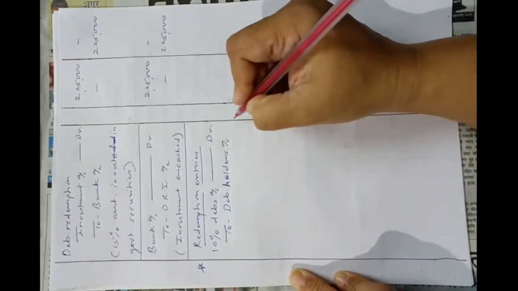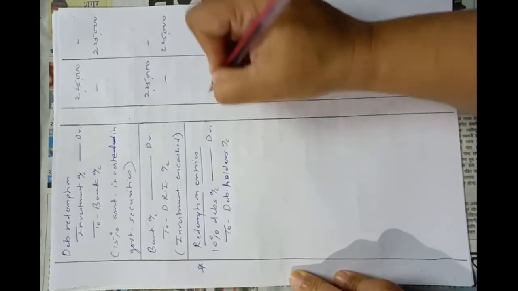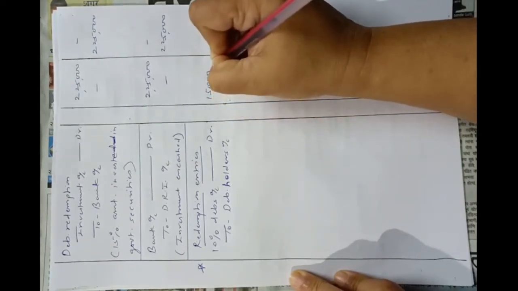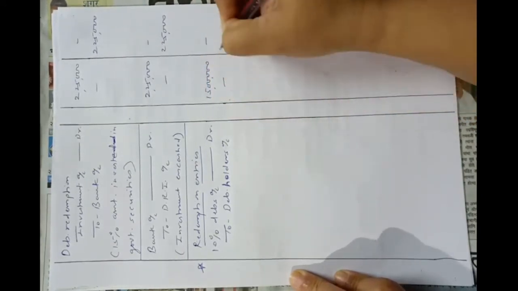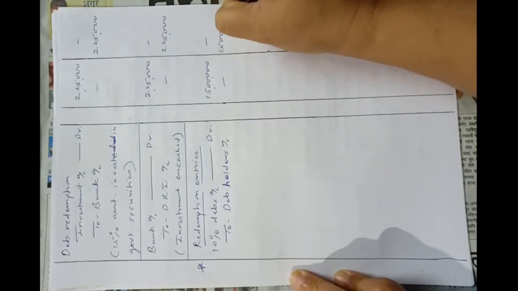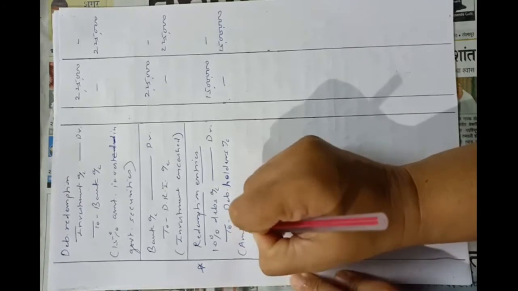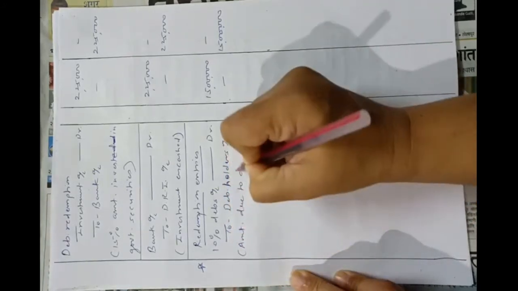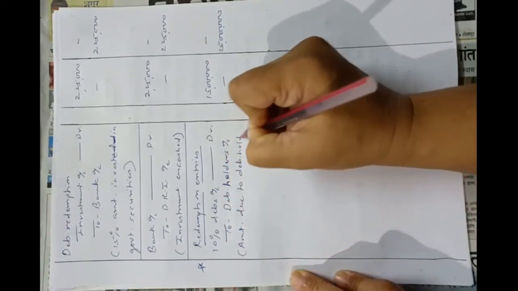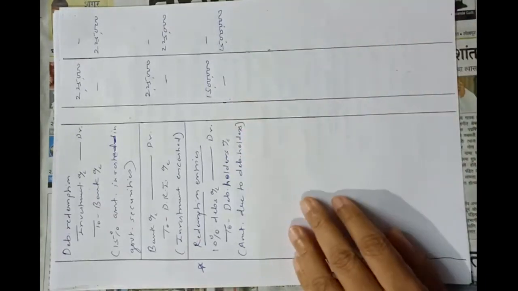Debenture holders account, and the amount will be 15 lakhs because the amount is payable, that is the debentures are redeemable at par, that is at face value. Okay, so amount due to debenture holders, this will be the narration.